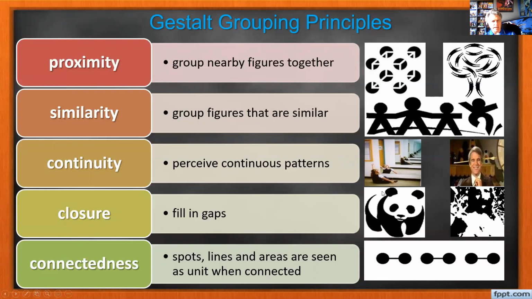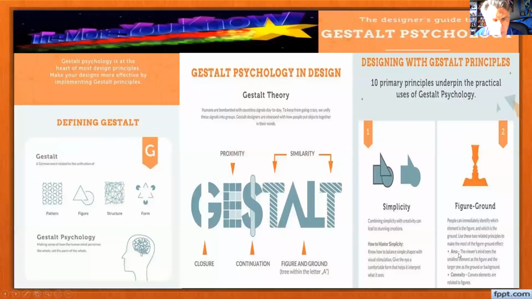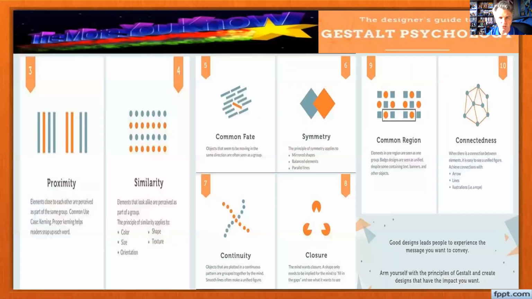Closure, we fill in the gaps. Even though there's an opening here and it blends into the background, we know that that's the back of a panda, whatever. We're going to connect things. These dots, this line, I assume they're all on the same plane, and there's 3 little barbells going on there. There are other rules of Gestalt that you'd like to pause and take a look at, but these are the general rules.